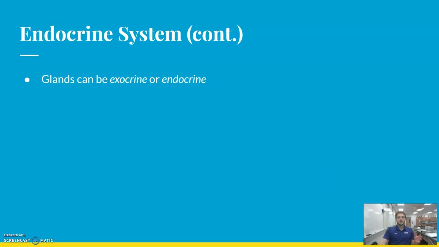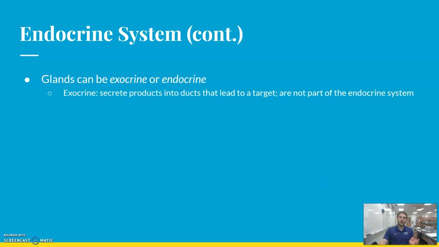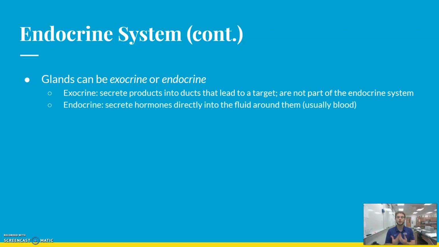In the endocrine system, you have glands, but glands can be either exocrine or endocrine. Exo meaning outside, so these are glands that secrete products into a duct, and then that duct carries the hormone to whatever the target is. That's not going to be part of the endocrine system, because the endocrine system secretes the hormones directly into the fluid around them. Generally, that's going to be the bloodstream. So they're going to put the hormone directly into the bloodstream.